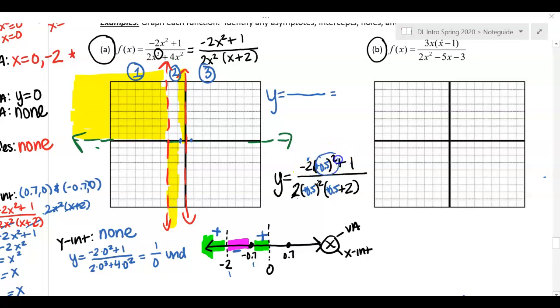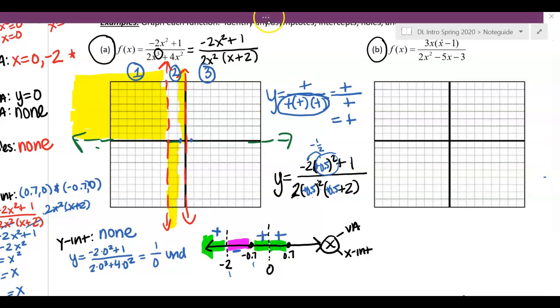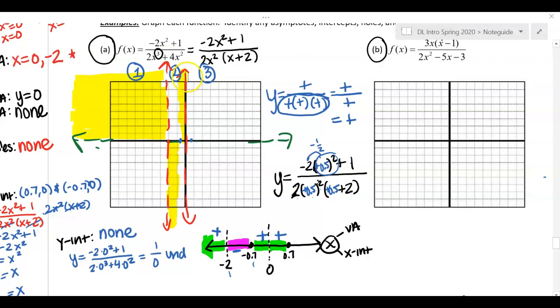So 0.5 squared will make a 4th. Again, -2 times a 4th will make -1/2. Plus 1 will be a positive. 2 is a positive number. Positive 0.5 squared would be a positive number. And positive 0.5 plus 2 would be a positive number. 3 positives multiplied together will be a positive value, and a positive divided by a positive will be positive. So again, I get a positive here, telling me for all the x's from 0 to 0.7, I get positive y's. And that means the points could only be plotted here.